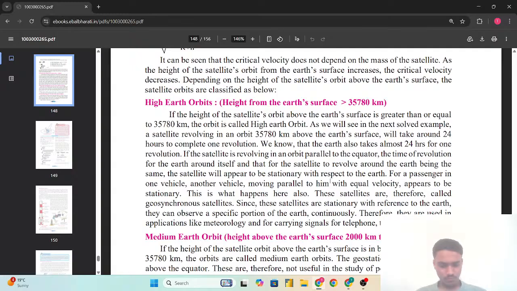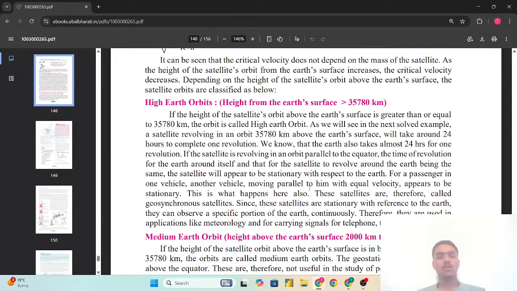So regarding the high Earth orbit, one vehicle, another vehicle moving parallel to him with the equal velocity appears to be stationary. This is what happens here also. These satellites are therefore called the geosynchronous satellites.